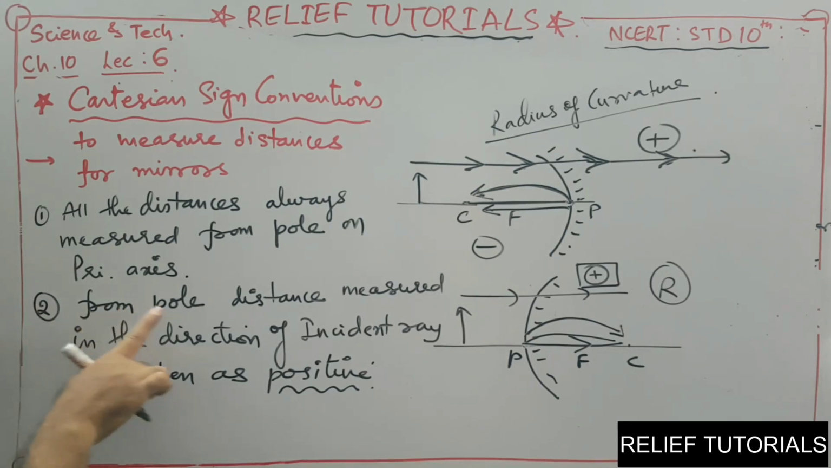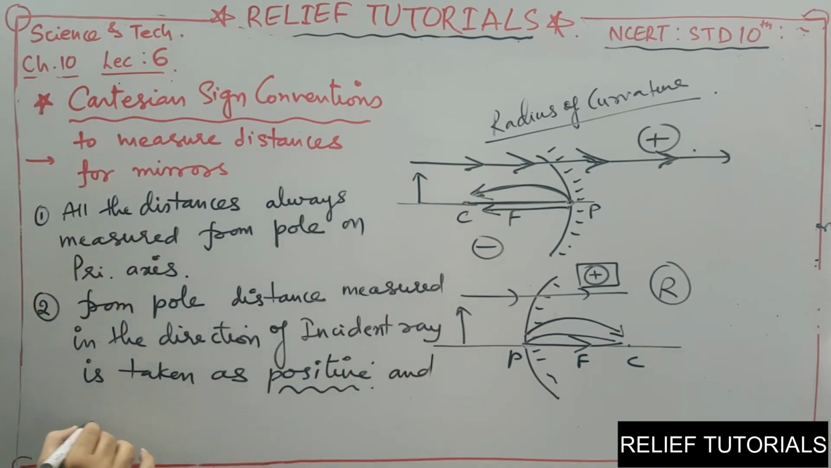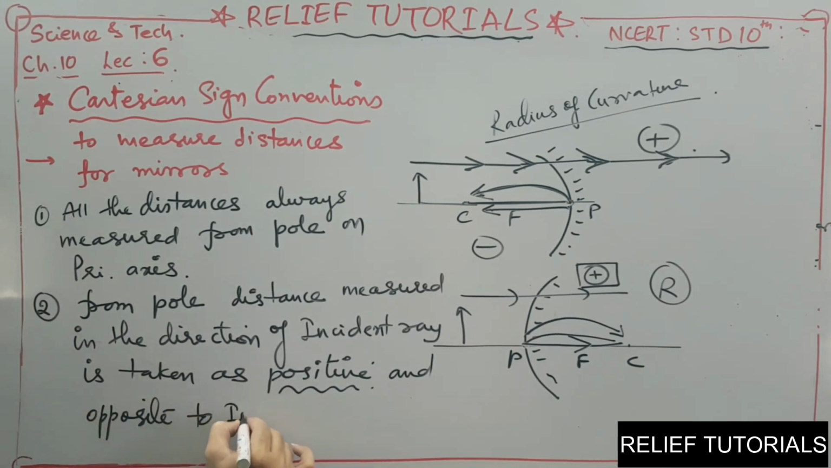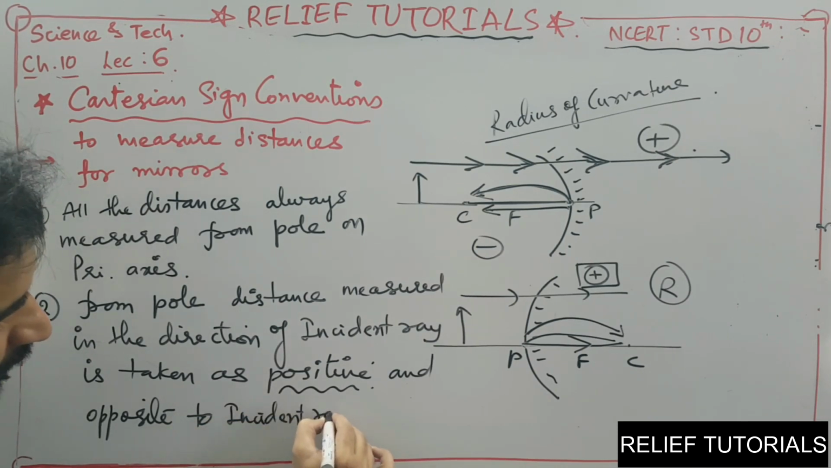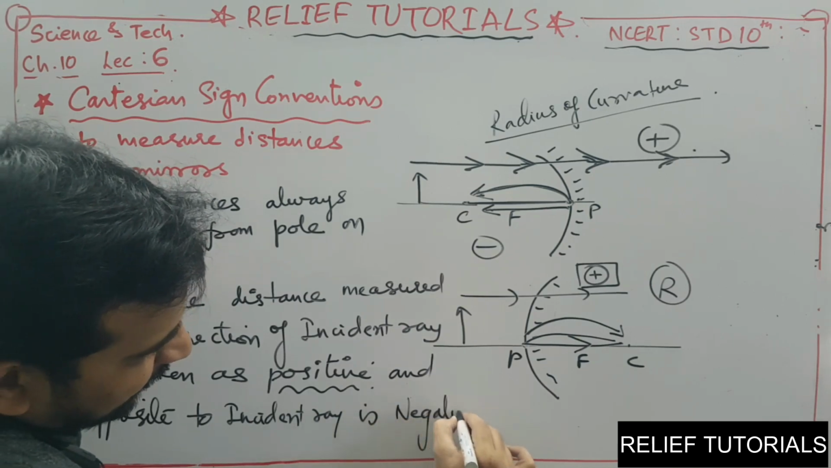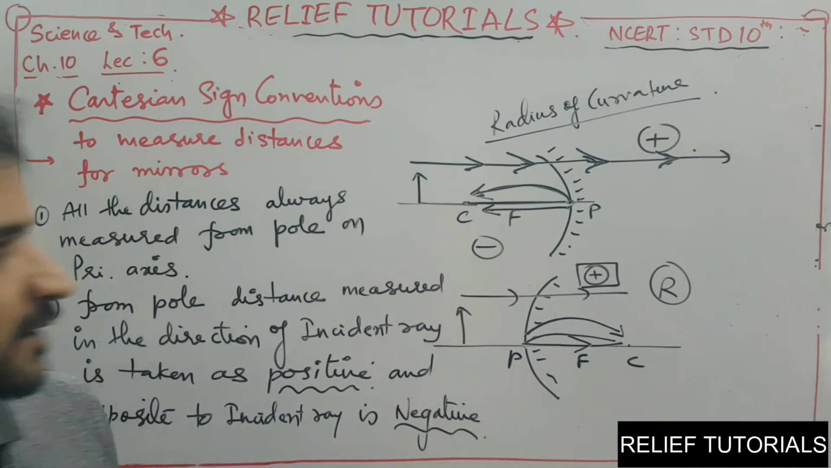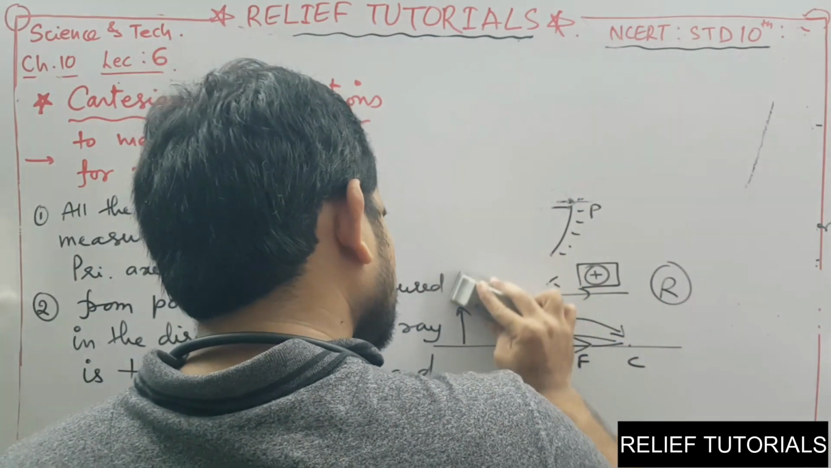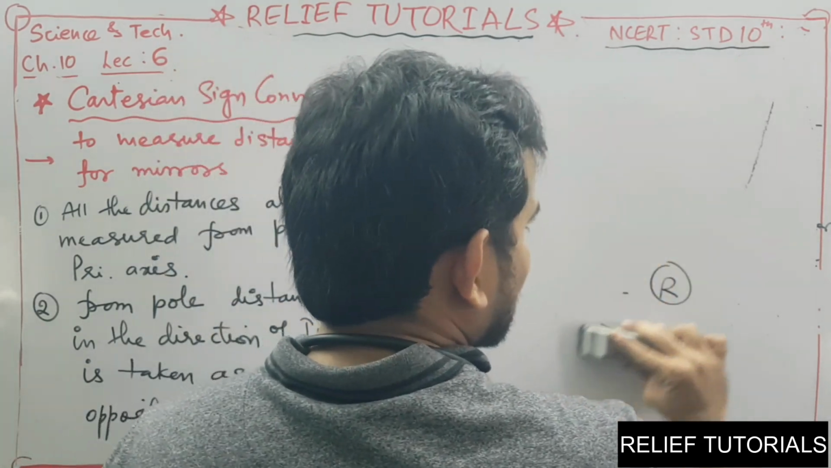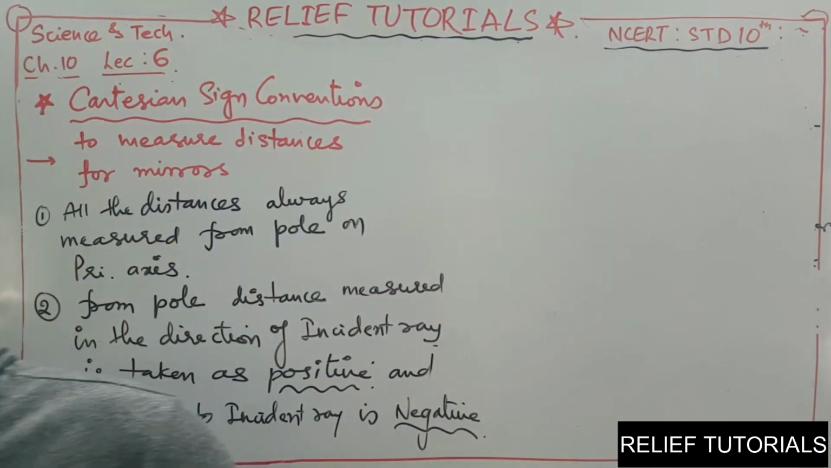So rule number 2: from pole, distance measured in the direction of incident ray is taken as positive, and opposite to incident ray is taken as negative. So if you are going in the direction of incident ray, those distances are taken as positive, and if you are going opposite to incident ray from pole, those distances are taken as negative.